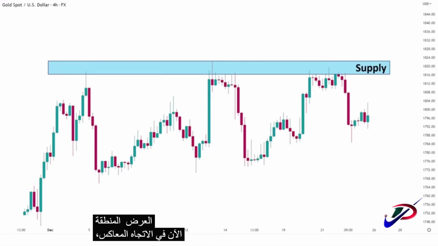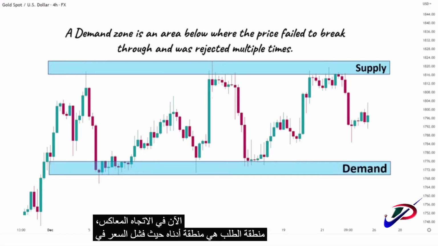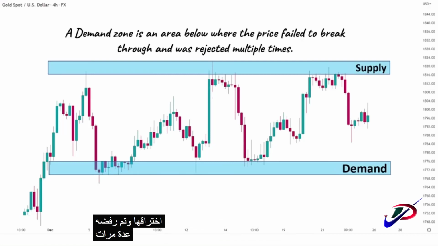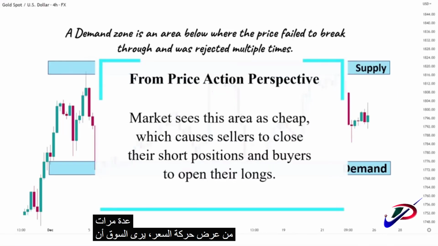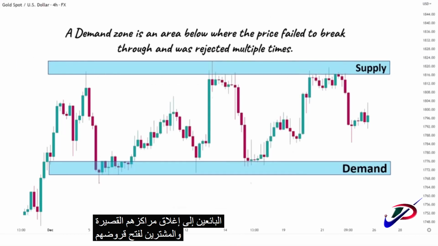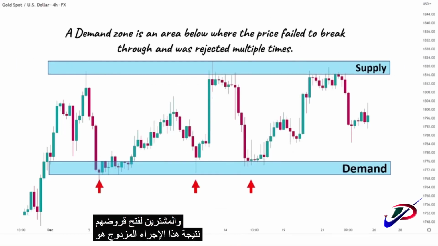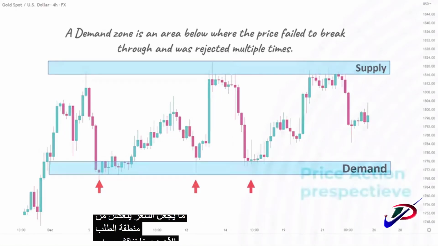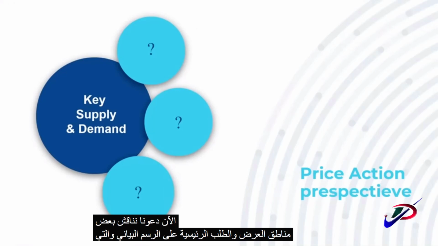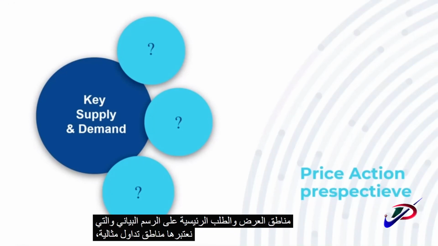Now in the opposite direction, a demand zone is an area below where price failed to break through and was rejected multiple times. From the price action view, the market sees this area as cheap, which causes sellers to close their short positions and buyers to open their longs. The outcome of this double action is what makes the price reverse from the demand area. Now let's discuss some of the key supply and demand areas on the chart that we consider optimal trading zones.